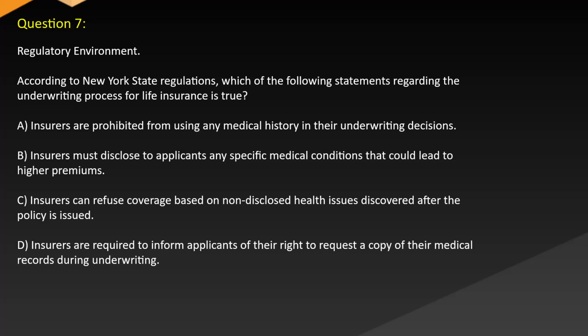Question 7. Regulatory environment. According to New York state regulations, which of the following statements regarding the underwriting process for life insurance is true? A. Insurers are prohibited from using any medical history in their underwriting decisions. B. Insurers must disclose to applicants any specific medical conditions that could lead to higher premiums. C. Insurers can refuse coverage based on non-disclosed health issues discovered after the policy is issued. D. Insurers are required to inform applicants of their right to request a copy of their medical records during underwriting.